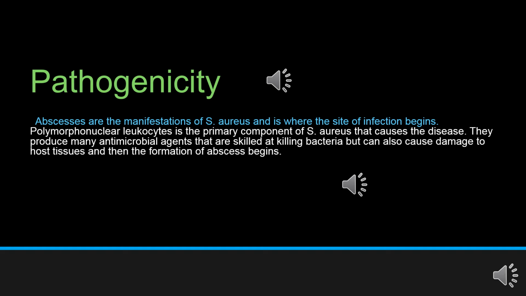Polymorphonuclear leukocytes are the primary components of S. aureus that cause the disease. They can produce many antimicrobial agents that are skilled at killing bacteria but can also damage the host tissues, and then the formation of an abscess begins.